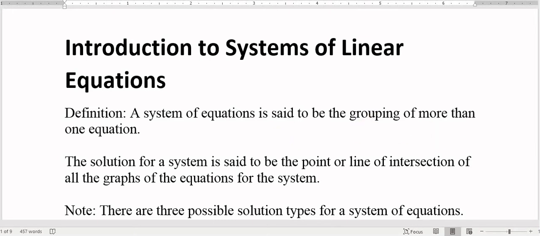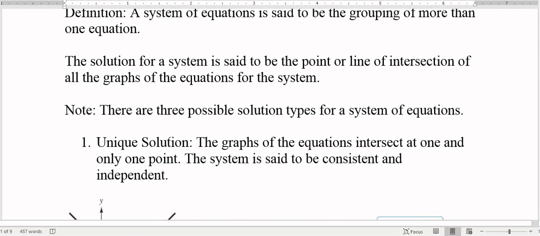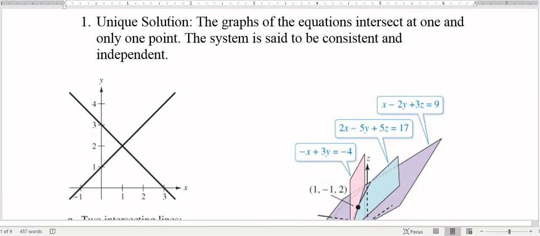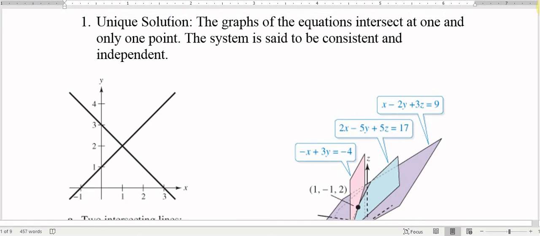So as we deal with that, let us consider these three possibilities of solutions. The first is the unique solution. So if you have the unique solution, then the lines under consideration are said to intersect at some common point. So that point then is said to be the solution point.